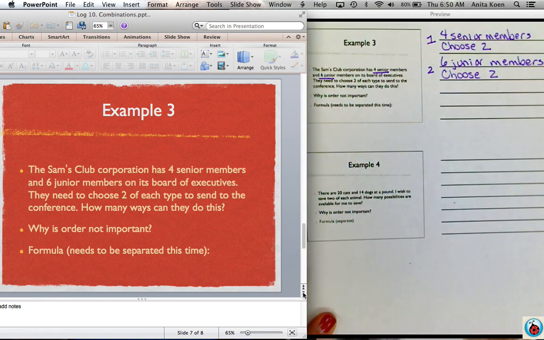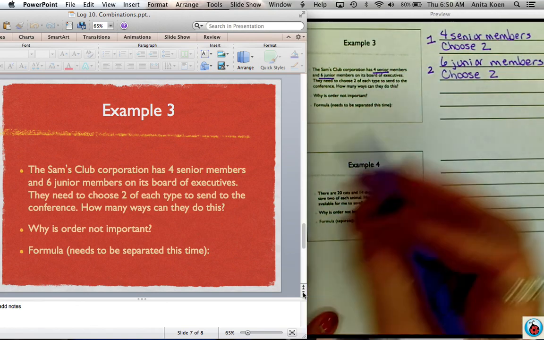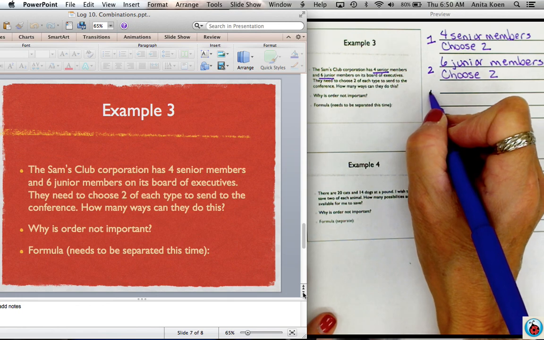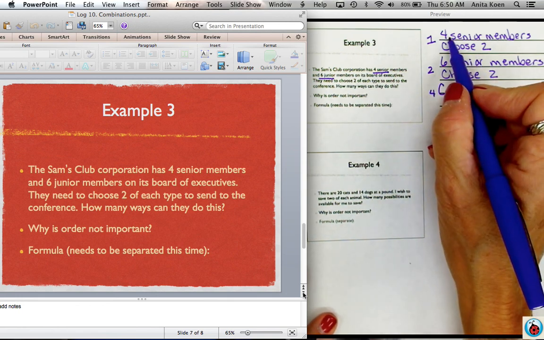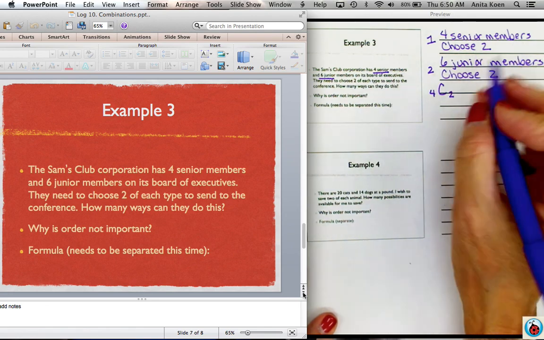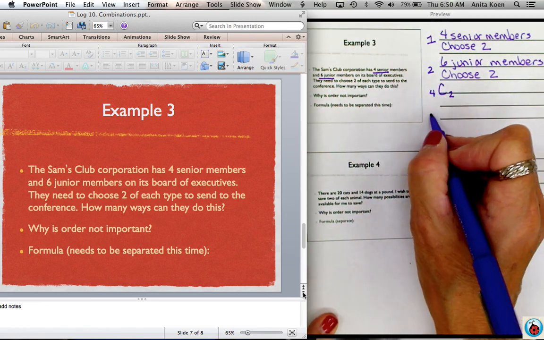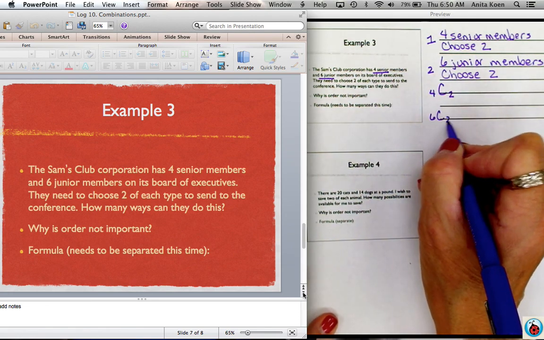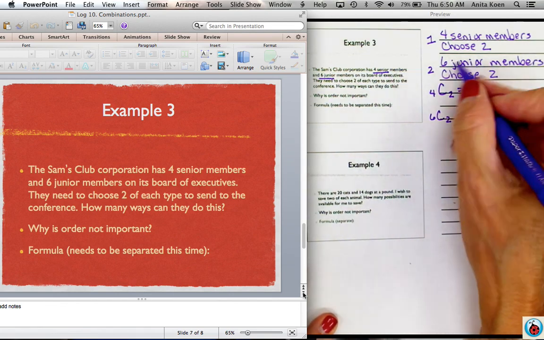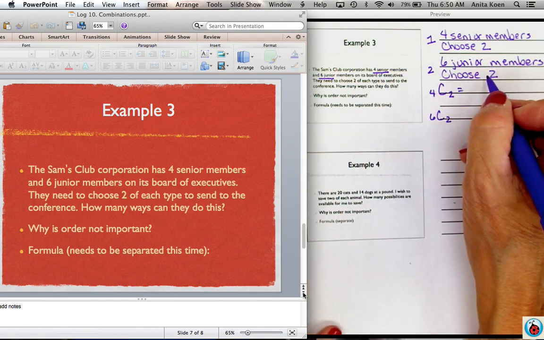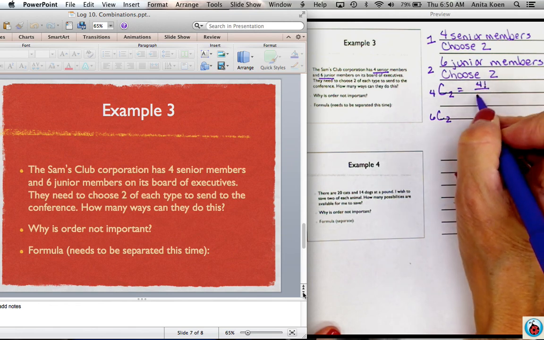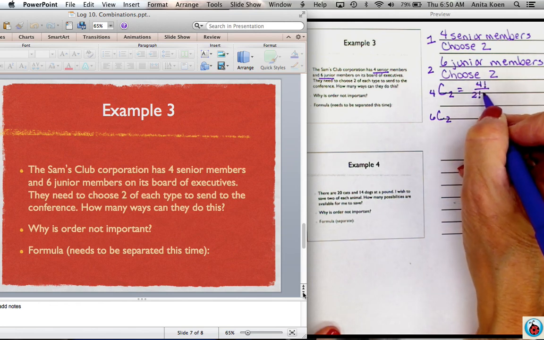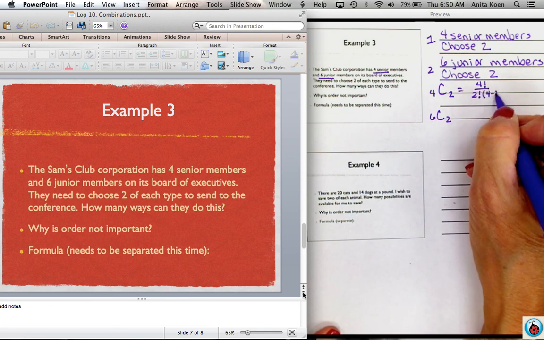Now on this one, what we have to do is we have to do 2 different combinations. We have to do the first combination for the senior members. So we're going to do 4 choose 2, because there are 4 senior members and I'm choosing 2. And then I have to do 6 choose 2 for the junior members. So let's do 4 choose 2 first. So that's 4 factorial divided by 2 factorial times 4 minus 2 factorial.